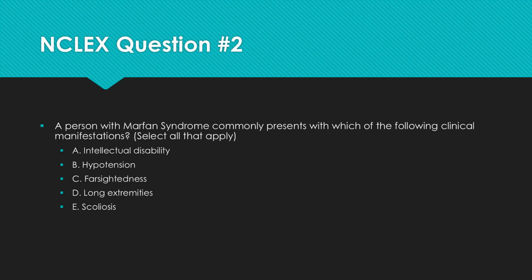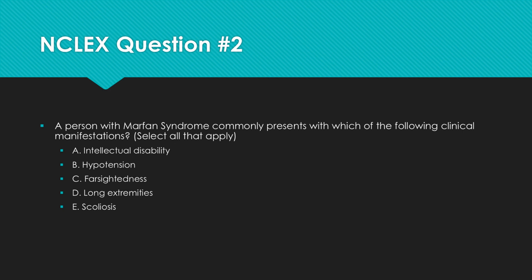And our second NCLEX style question is, a person with Marfan syndrome commonly presents with which of the following clinical manifestations? Select all that apply. A, intellectual disability, B, hypotension, C, farsightedness, D, long extremities, and E, scoliosis. And the correct answers are B, hypotension, D, long extremities, and E, scoliosis.